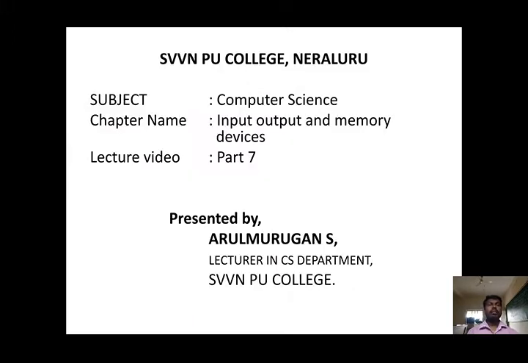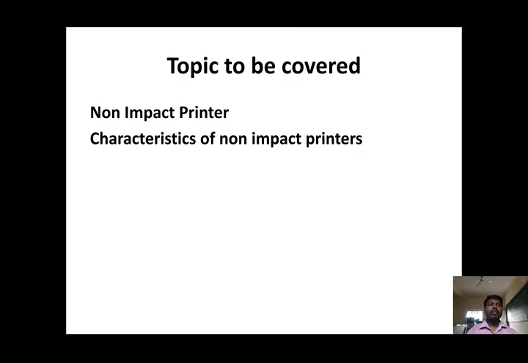Chapter name: Input, Output and Memory Devices. Lecture video part 7. Dear students, in a previous class lecture video, we discussed what a printer is, types of printer, impact printer, and characteristics of impact printer. In impact printer, we discussed line printer and dot matrix printer. In today's lecture video, we are going to discuss non-impact printer and characteristics of non-impact printers. We will see one by one.